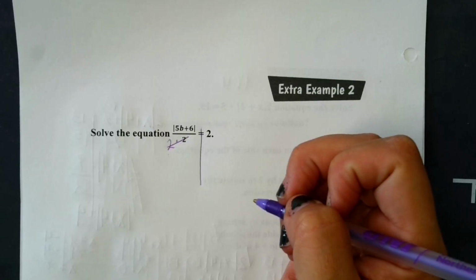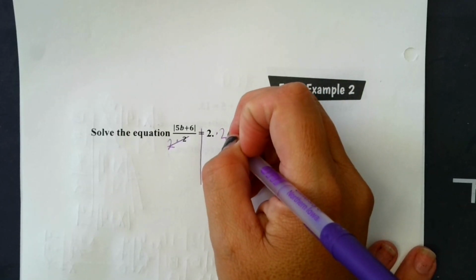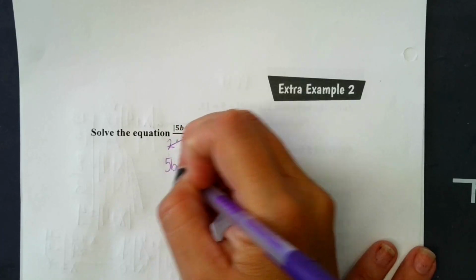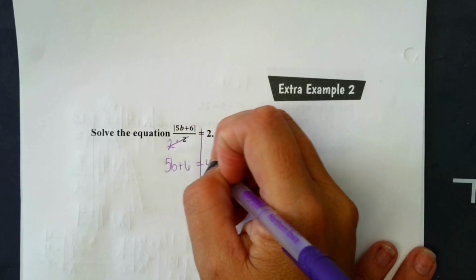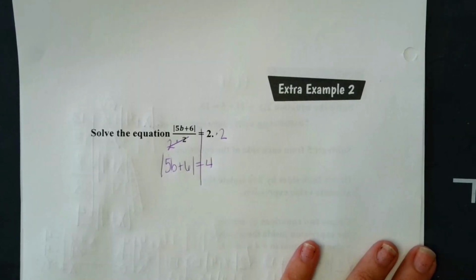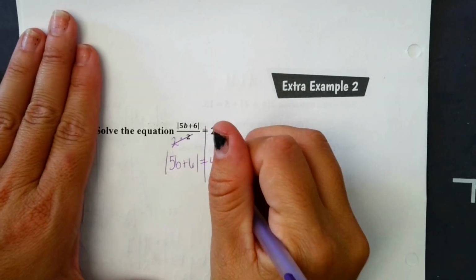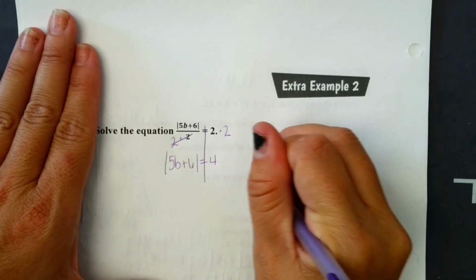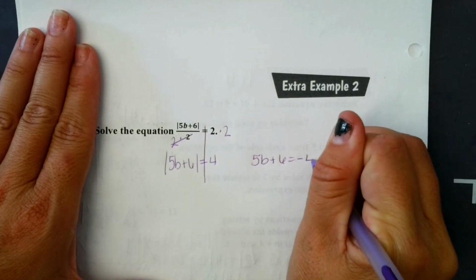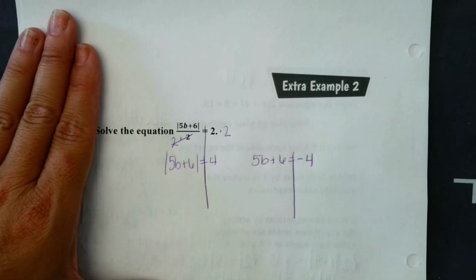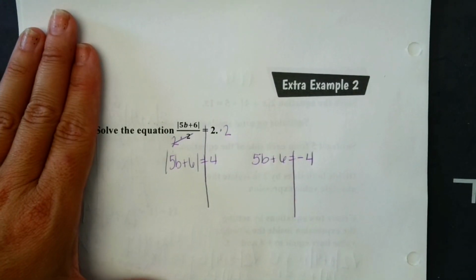Whatever I do to one side, I do to the other. So now I have the absolute value of 5b plus 6 equals 4. Am I down just to the absolute value? Okay, so I need this absolute value to be equal to 4, but I also need this absolute value to be equal to negative 4. Because both of them are correct. So here's where I separate it out. I've got the absolute value equal to 4, and then I also need to set it equal to negative 4. And now we solve both.